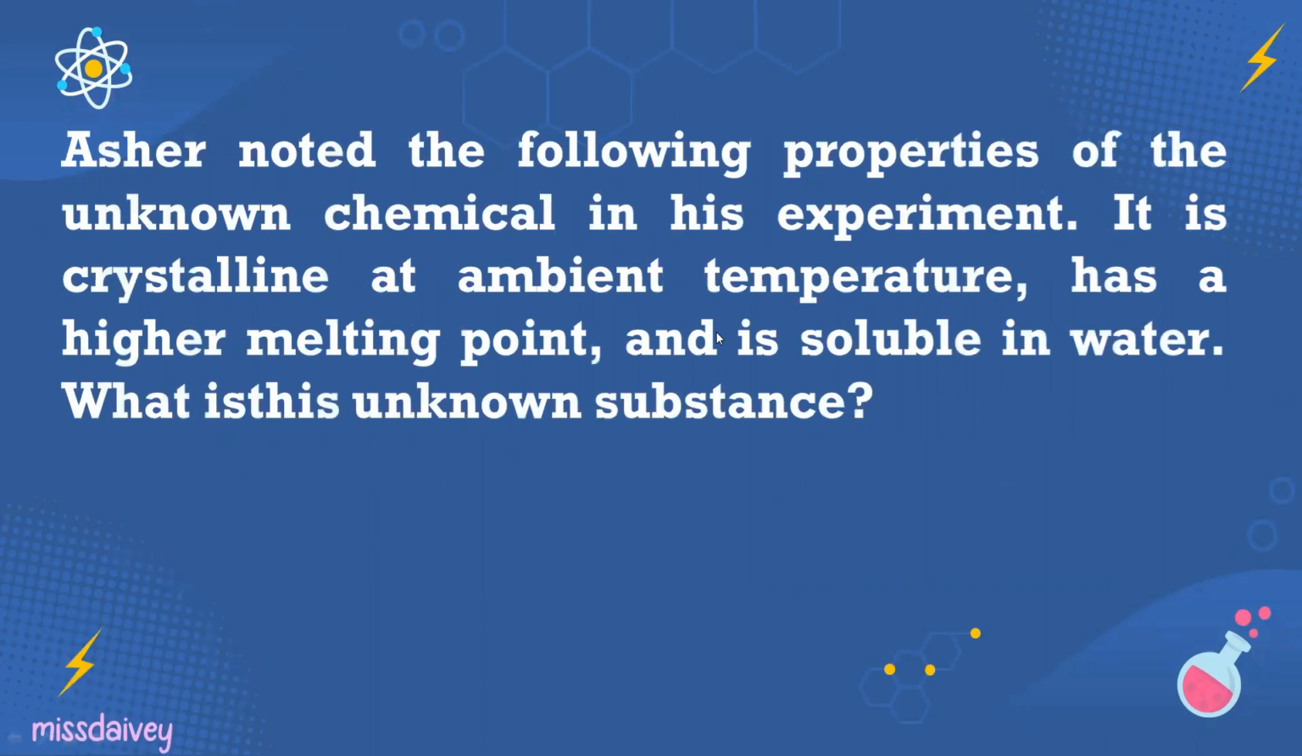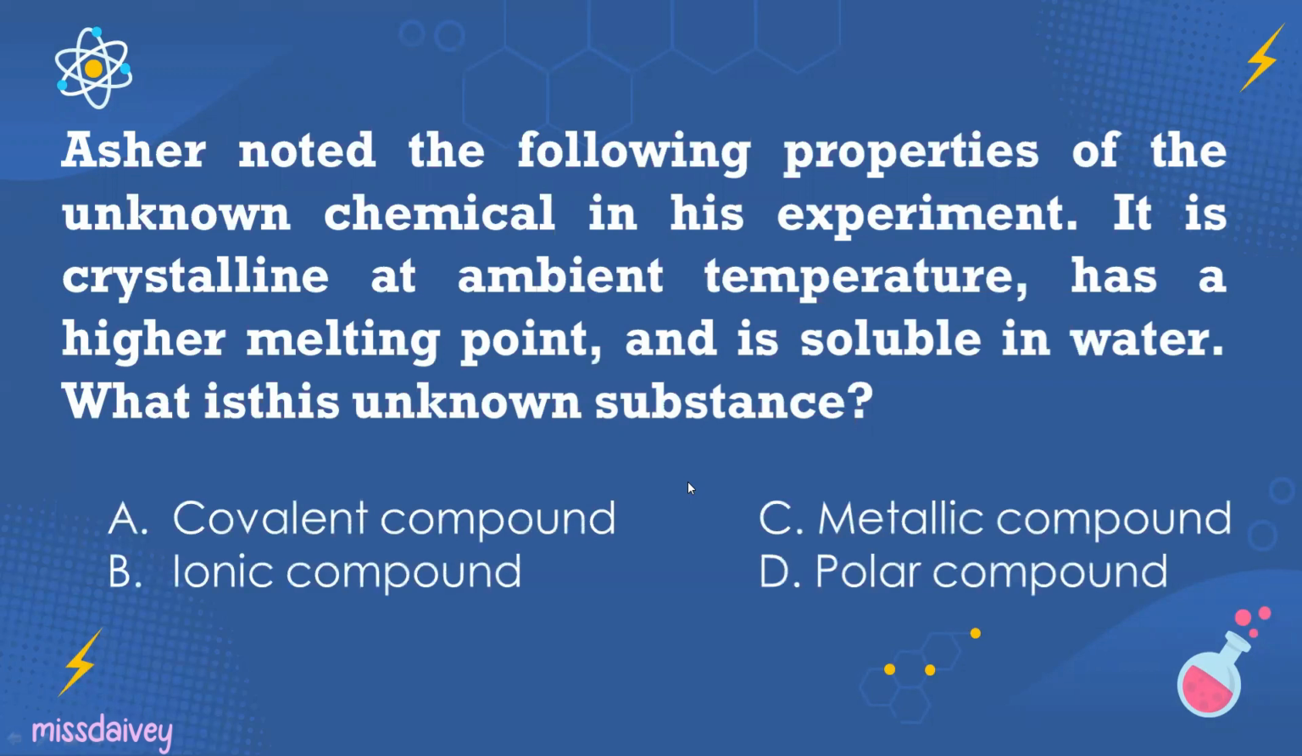Asher noted the following properties of the unknown chemical in his experiment. It is crystalline at ambient temperature, has a high melting point, and is soluble in water. What is this unknown substance? Is it A. Covalent compound, B. Ionic compound, C. Metallic compound, or D. Polar compound? The answer is letter B. Ionic compound.